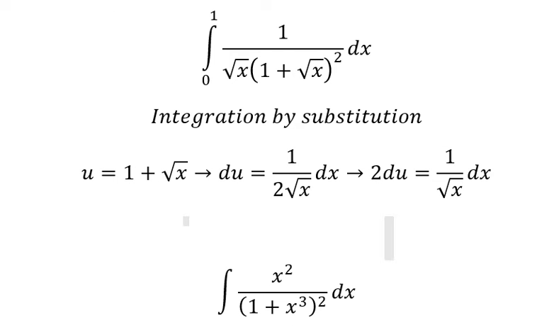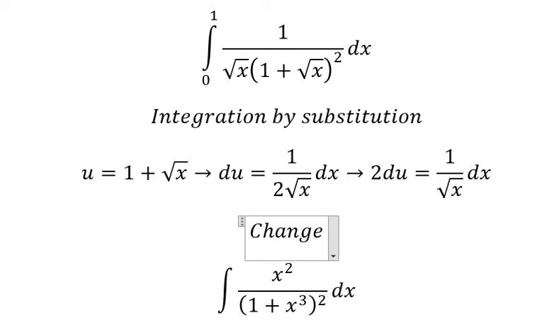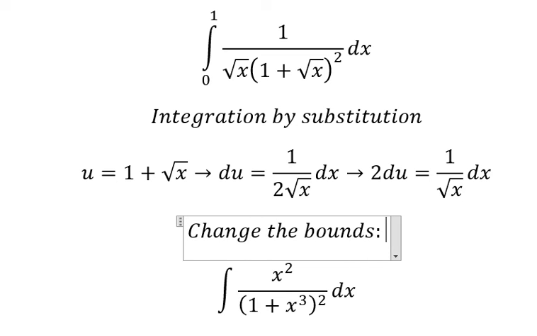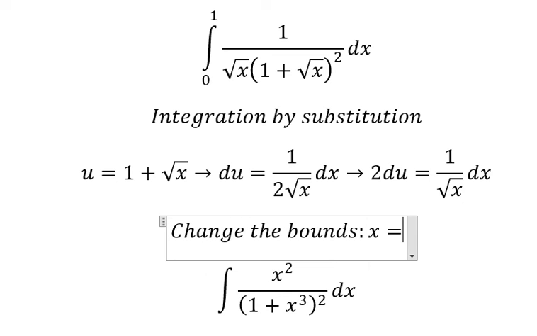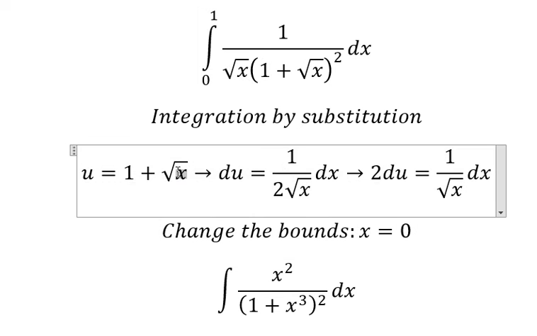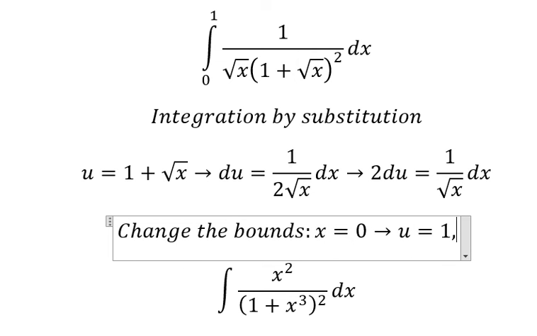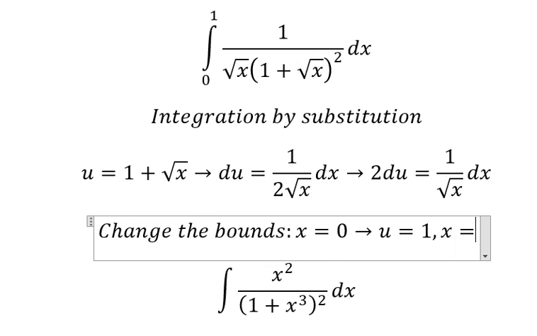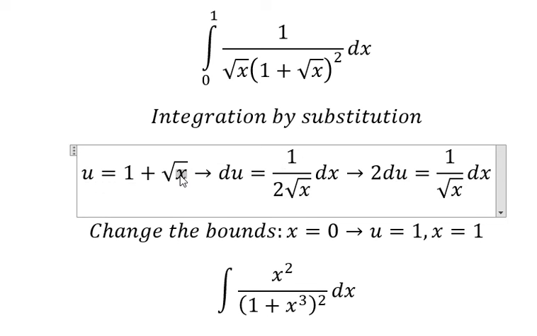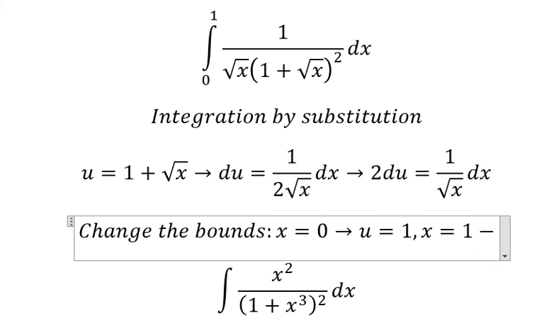Next, we need to change the bounds. When x equals number 0, we put number 0 down here, and we can find the value of u. So u equals number 1. When x equals number 1, we put number 1 down here. The square root of number 1, you get number 1. 1 plus 1 is number 2. So u equals number 2.